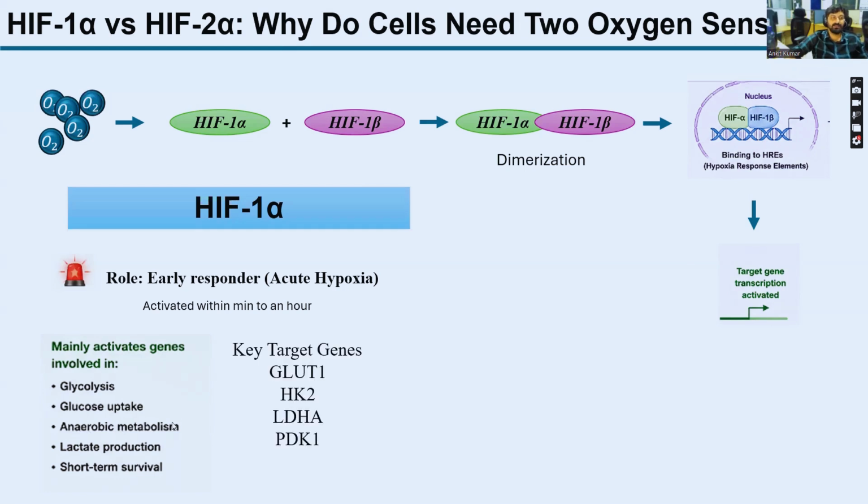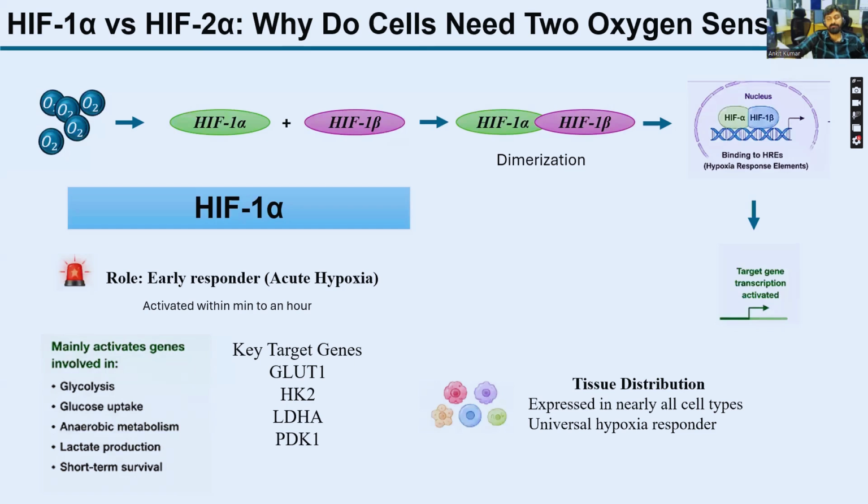Next thing is that the key target genes will be GLUT1, HK2, LDHA, and PDK1. I'm not going into the details of all of these things. Obviously, it would take a very long lecture to complete all of these genes. I just wanted to let you know the key target genes that are getting activated if cells experience limited oxygen for a minute to hour condition. Then in which kind of tissue is HIF-1 alpha getting expressed? HIF-1 alpha is getting expressed in nearly all cell types, so it is called the universal hypoxia responder.